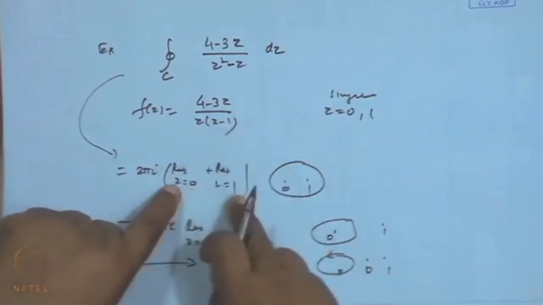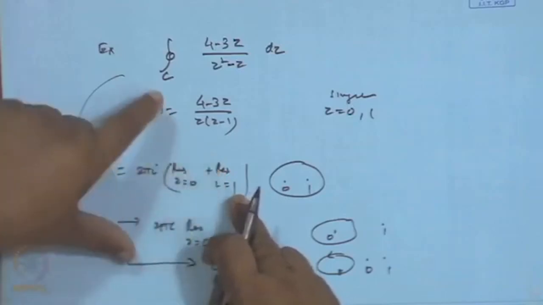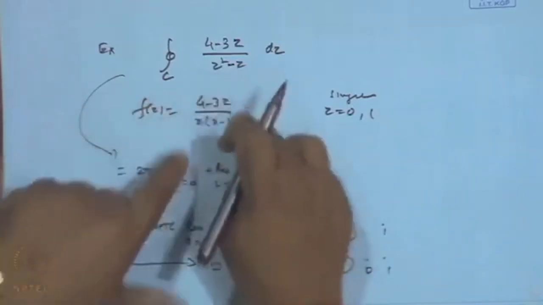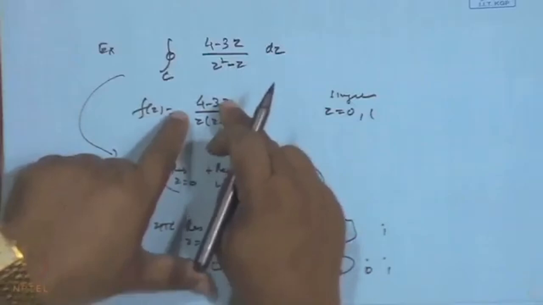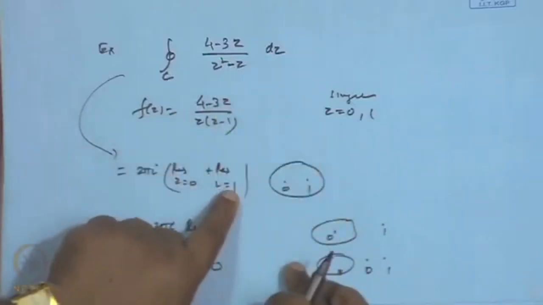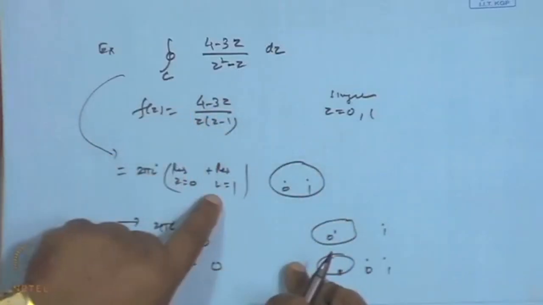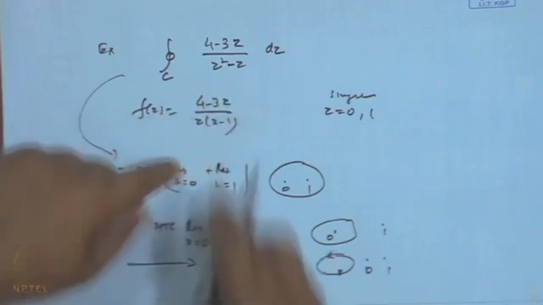So, the only thing is, you have to compute the residues at 0 and 1. For the residue at 0, multiply by z and take the limit as z tends to 0. For z equal to 1, multiply by z minus 1 and take the limit as z tends to 1, and you get the residue. Hence we get that.